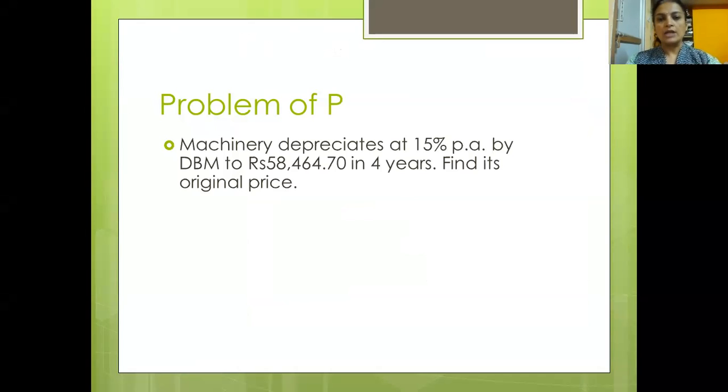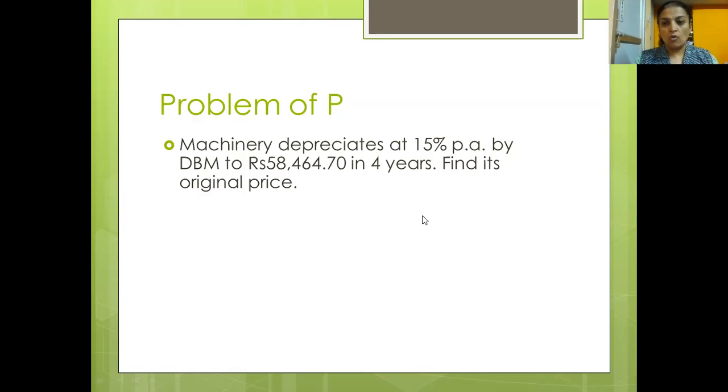Machinery depreciates at 15% per annum by the diminishing balance method to rupees 58,464.70 in 4 years. Find its original value. Okay students, see here, what is this 15% per annum? It is the rate of depreciation. We call it I. I is equal to 0.15. Then what is this 58,464.70? This is nothing but the depreciated value after depreciation. So that is V. So here V is given, I is given, and 4 years is nothing but the period. It is N is equal to 4 years.